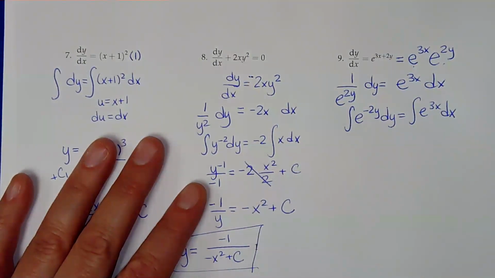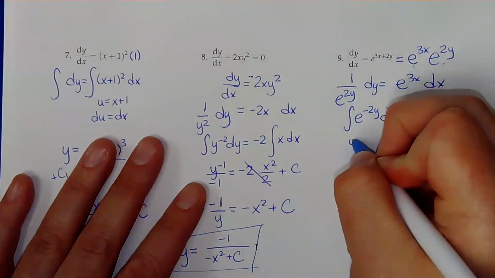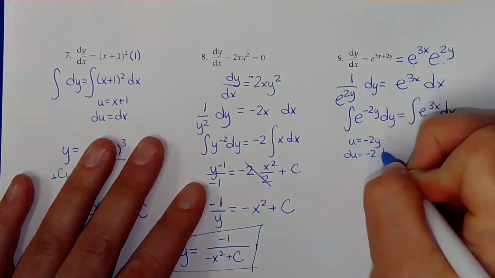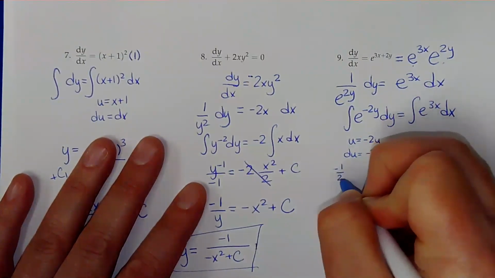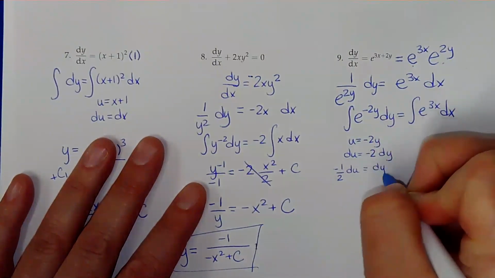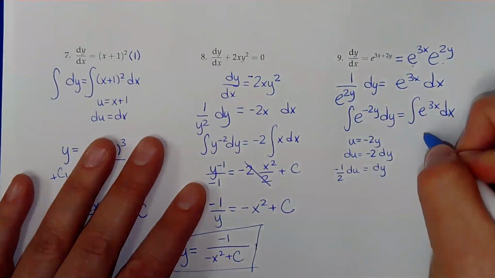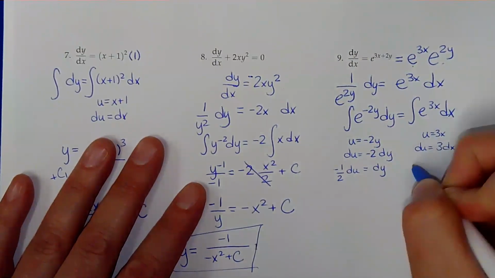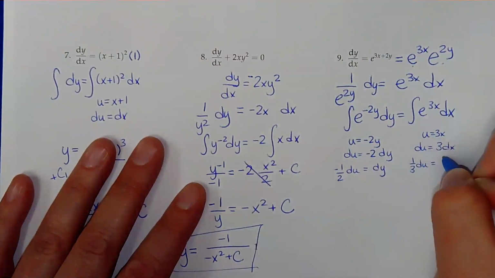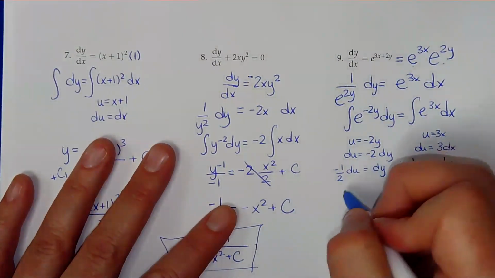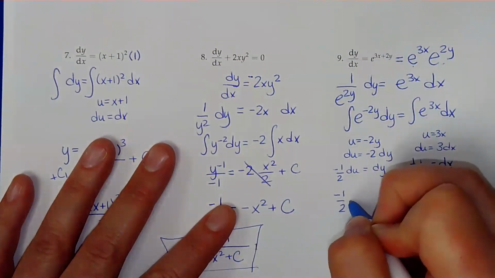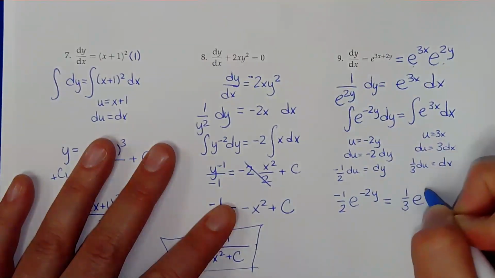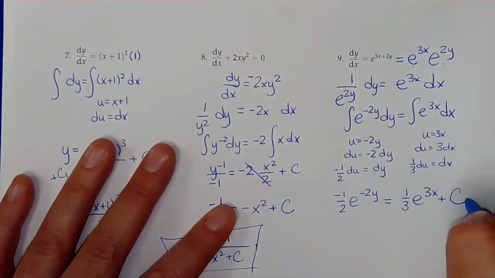And this is going to require a u-sub for both of these pieces. So u is negative 2y, du is negative 2 dy. So negative 1/2 du equals dy. And for the right side, I have u is 3x, so du is 3 dx, and 1/3 of du is dx. All right, so my antiderivative here is negative 1/2 e to the negative 2y is equal to 1/3 e to the 3x plus C.